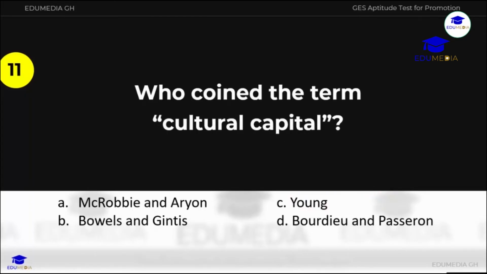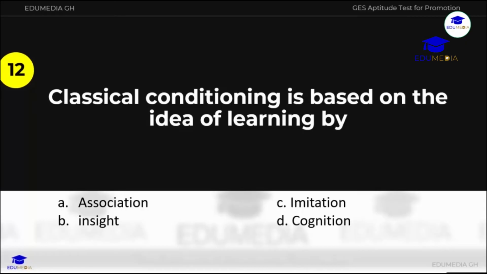Question number 11. Who coined the term cultural capital? A. Mark Robbie and Ion. B. Bowers and Gintis. C. Young. And D. Bourdieu and Passeron. The correct answer is D. Bourdieu and Passeron. The term cultural capital was introduced by the French sociologist Pierre Bourdieu and Jean-Claude Passeron in the 1970s.